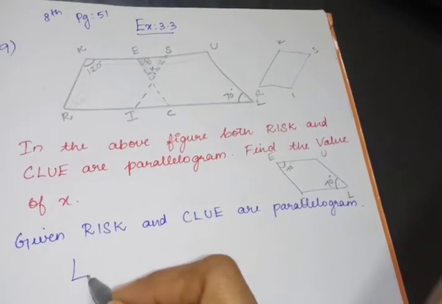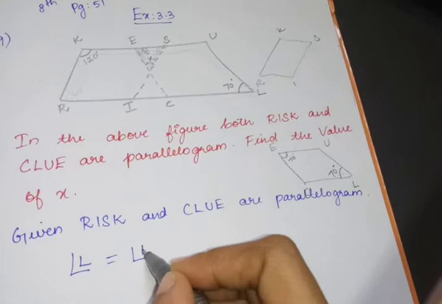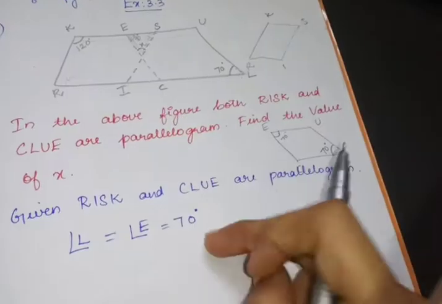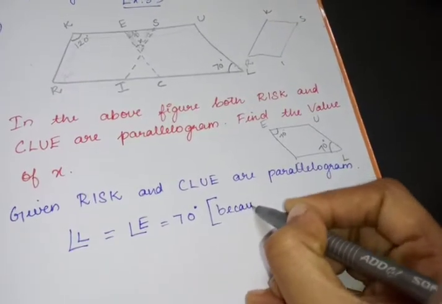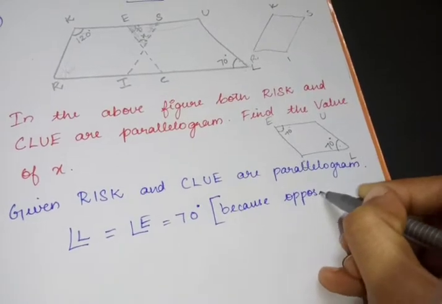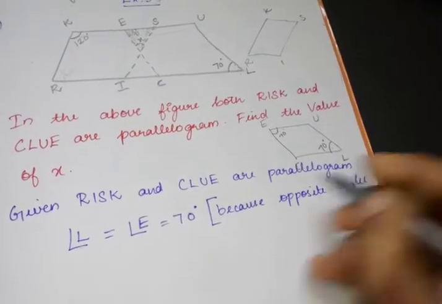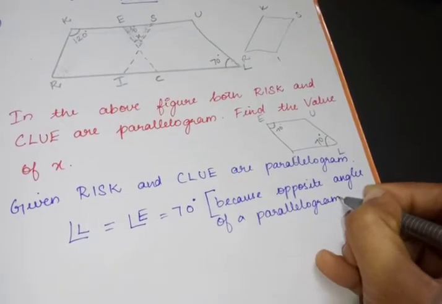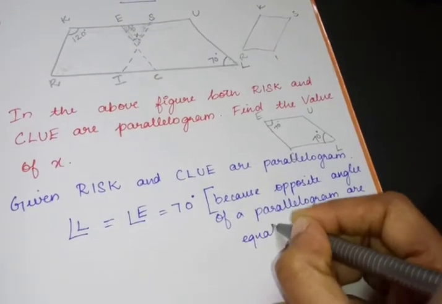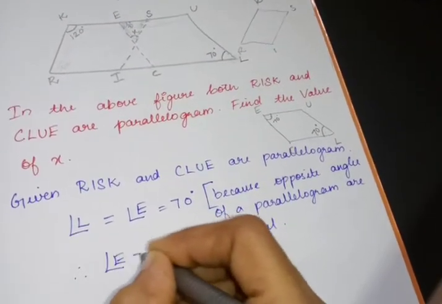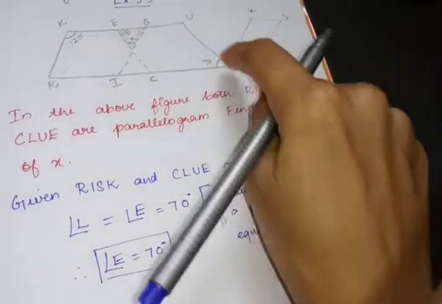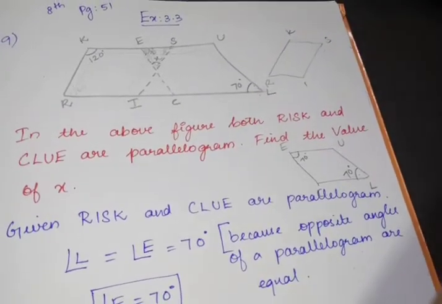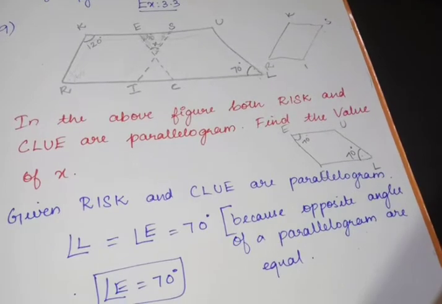What I am saying is angle L is equal to angle E is equal to 70 degrees. Why? Because opposite angles of a parallelogram are equal. Okay. So we got the value, therefore angle E is equal to 70 degrees. Angle L and E are equal. Why? Because both are opposite angles of a parallelogram, and opposite angles of a parallelogram are equal. Next.